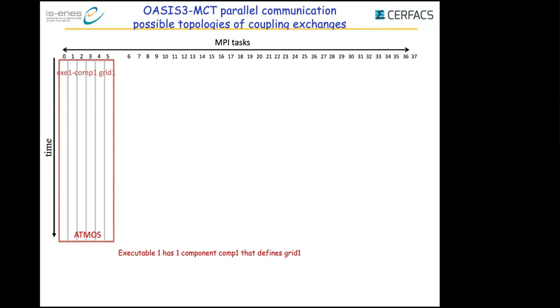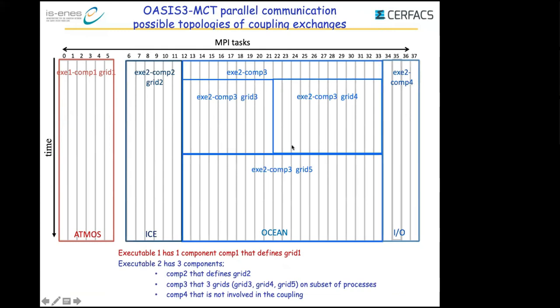Let's suppose that you want to couple this with a much more complex executable. This is illustrated here in blue. This second executable runs on 32 tasks, and you see that it defines different components running concurrently. For example, here you have component 2 running using a grid, which we call here grid 2. For example, it's an ice model. And at the same time, you have the ocean part.